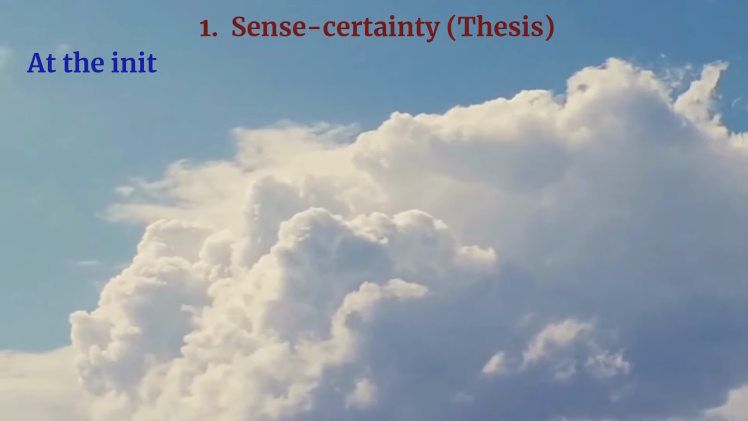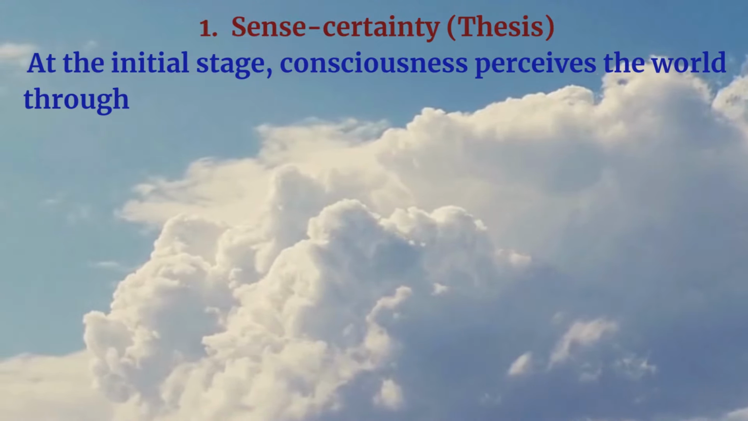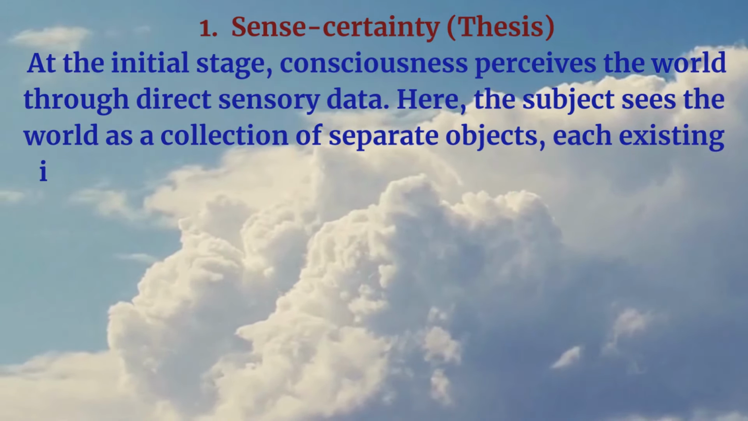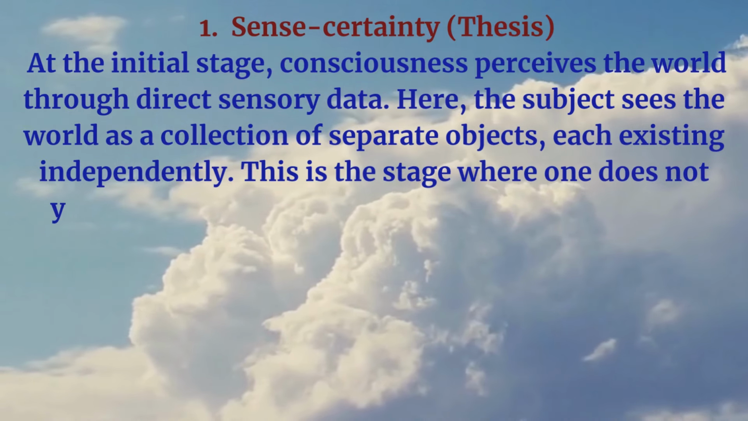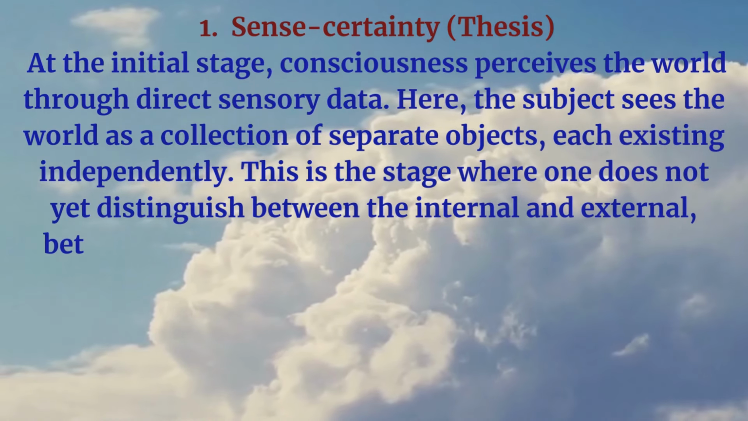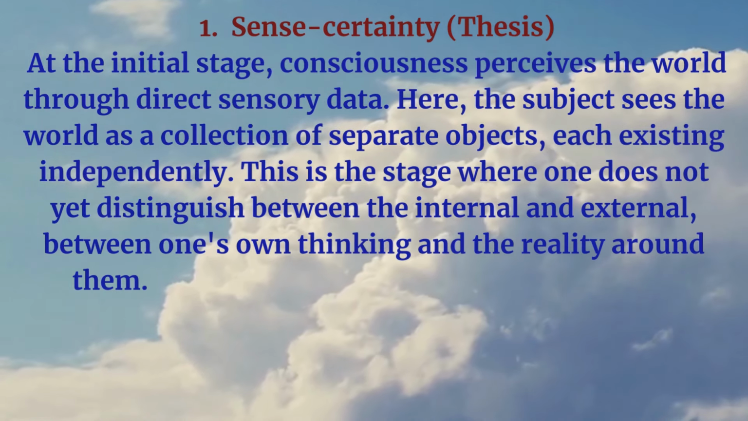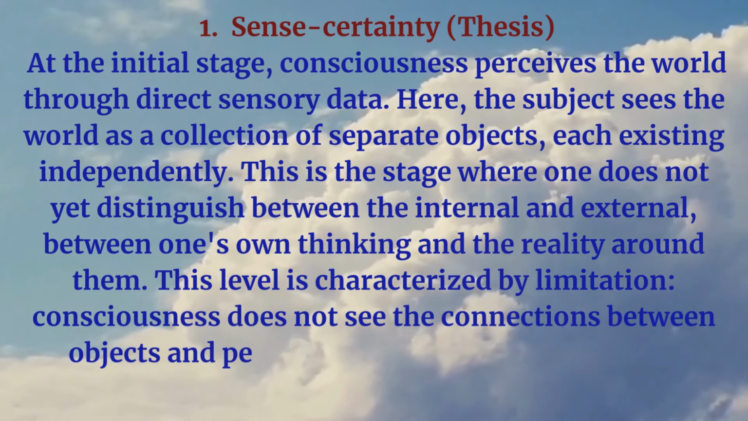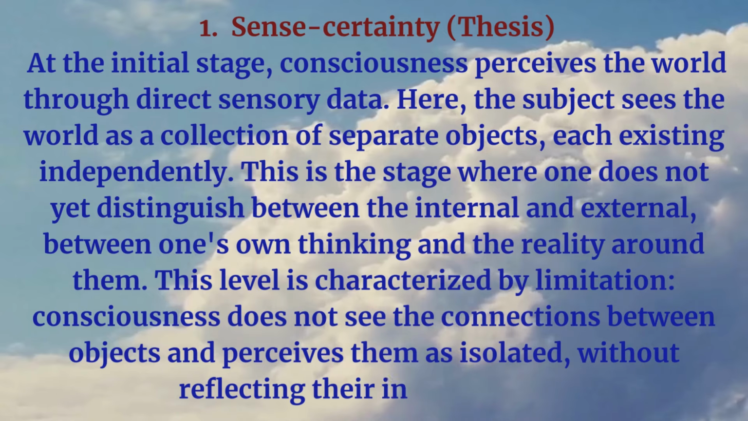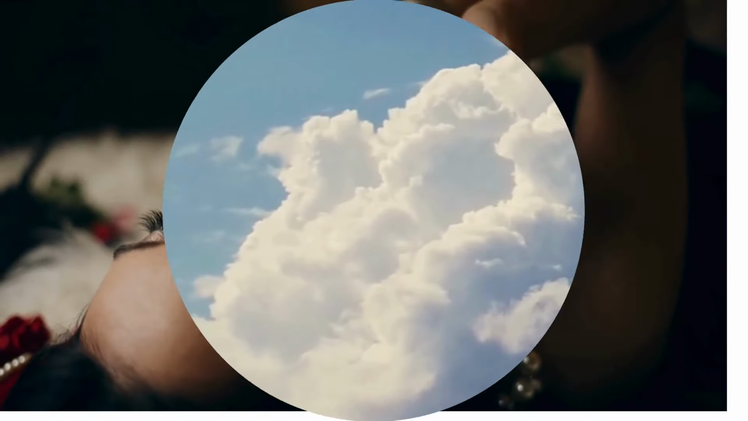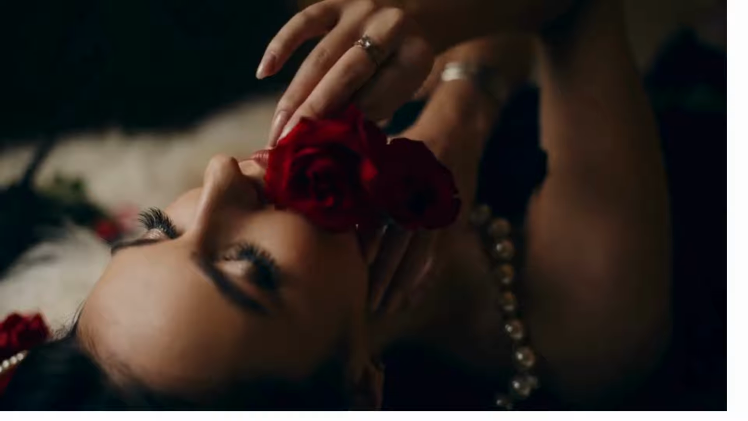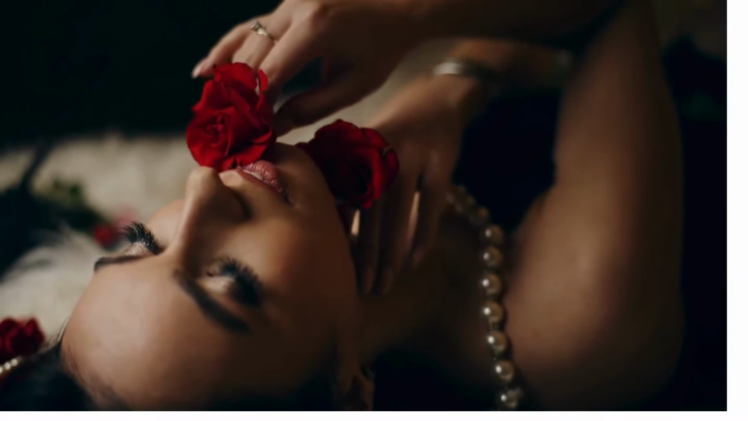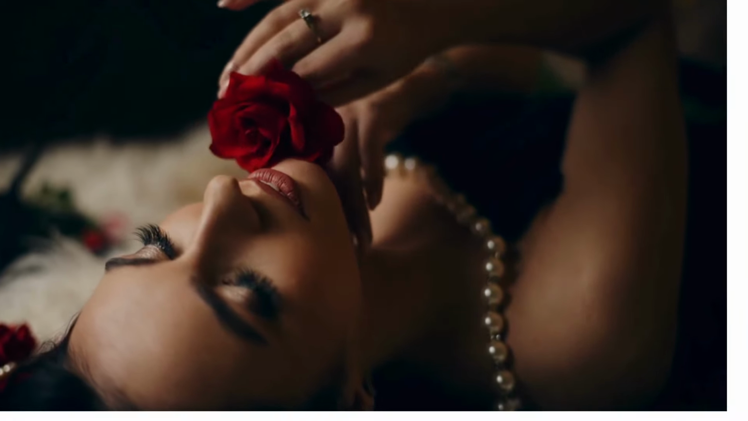At the initial stage, consciousness perceives the world through direct sensory data. Here, the subject sees the world as a collection of separate objects, each existing independently. This is the stage where one does not yet distinguish between the internal and external, between one's own thinking and the reality around them. This level is characterized by limitation. Consciousness does not see the connections between objects and perceives them as isolated, without reflecting their interrelations.